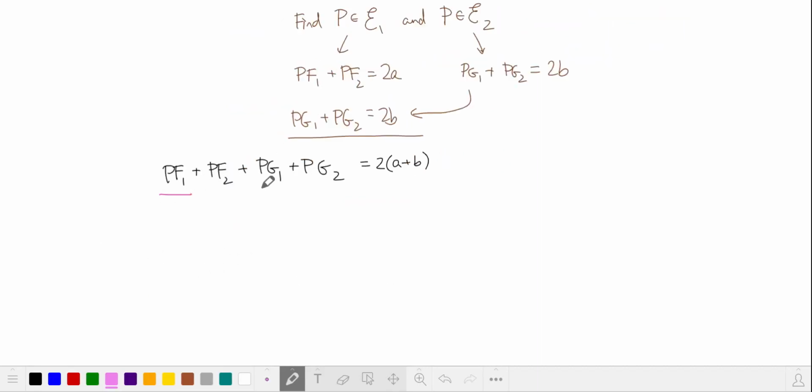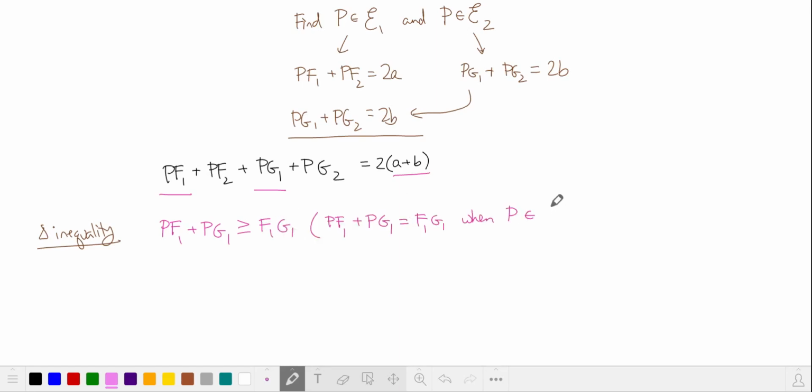If we look at the sum of PF1 and PG1, and we want to minimize this sum in order to minimize a plus b, this reminds us of the triangle inequality, the triangle formed by P, F1, and G1. This is going to be greater than or equal to the length of the third side of our triangle, F1G1. And we have equality when P is on that line segment F1G1. And similarly for the other 3 points.